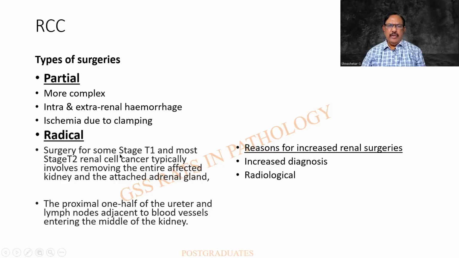Radical surgery is done for the early stages, T1 and T2. It typically involves the entire affected kidney, and the adrenal is also removed. The proximal one half of the ureter and the lymph nodes adjacent to the blood vessels are also removed. Whenever I talk about the lymph nodes in kidney, please remember the hilar lymph nodes, which are more important than elsewhere.